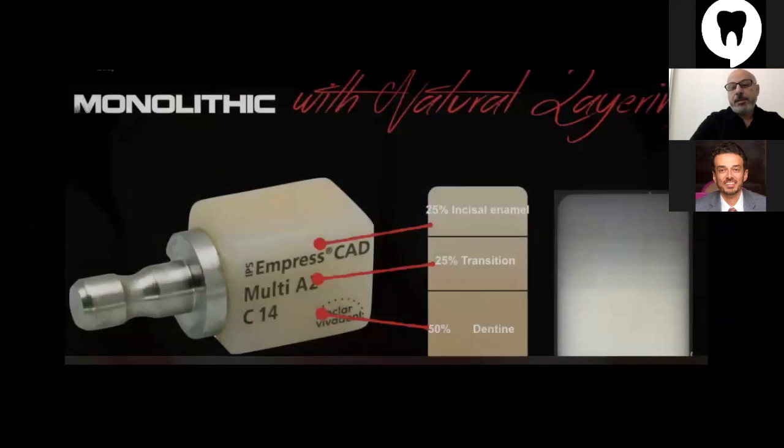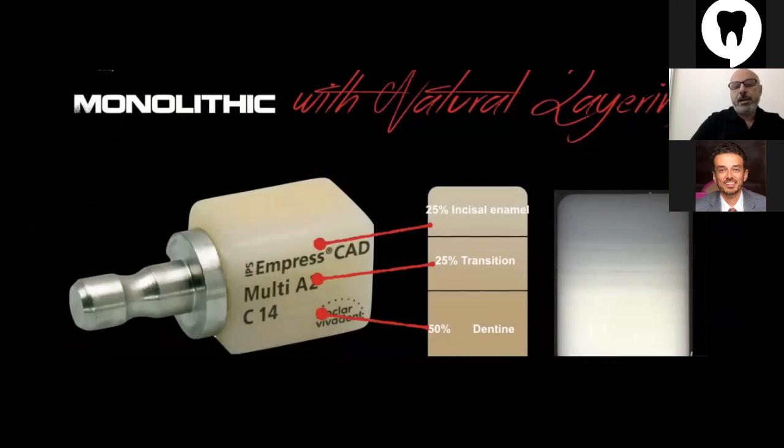This was made with a multi Empress CAD block, which is a polychromatic block, to produce a more chromatic cervical zone and a more translucent incisal zone, and of course with further characterization after milling.